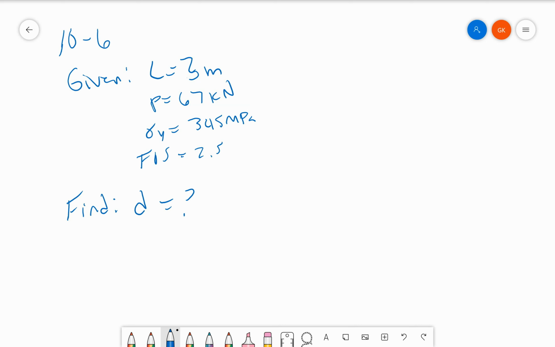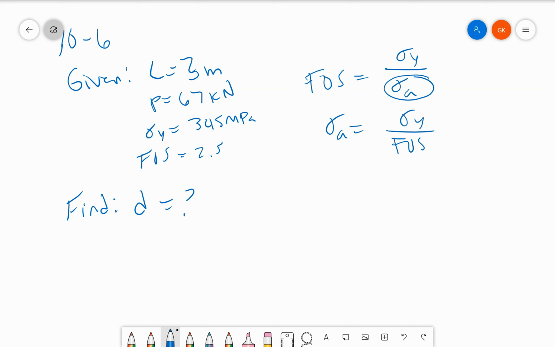Well, the first thing we're going to do is write our allowable stress. What is the allowable stress? We're going to use the factor of safety equation to figure it out. Factor of safety is the yield stress over our allowable stress. So I'll solve for this, and then I can start plugging in numbers. It comes out to be 345 megapascals all over 2.5, which means my allowable stress is 138 megapascals.